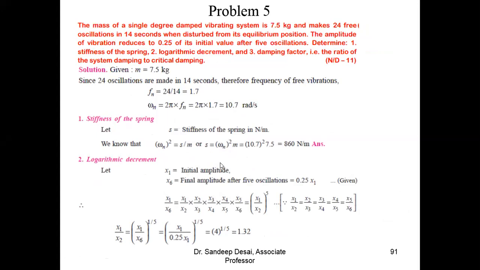Let's solve this example now. Mass of a single degree damped vibrating system is 7.5 kg and makes 24 free oscillations in 14 seconds when disturbed from its equilibrium position. The amplitude of vibration reduces to 0.25 of its initial value after 5 oscillations. Determine stiffness of the spring, logarithmic decrement, damping factor, ratio of system damping to critical damping, that is actual damping to critical damping.